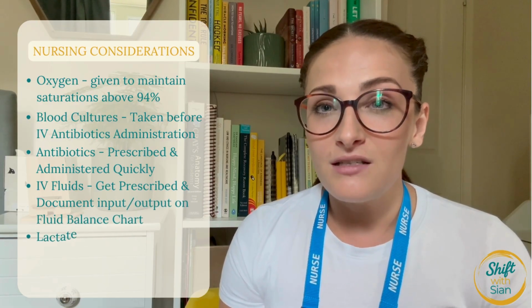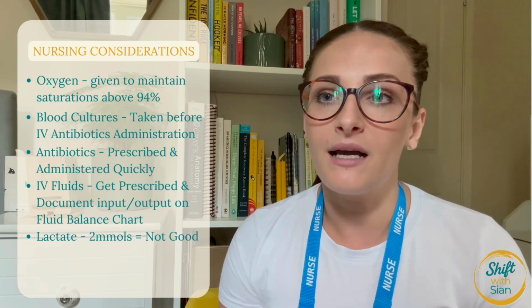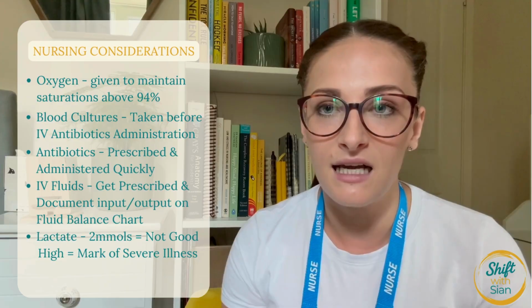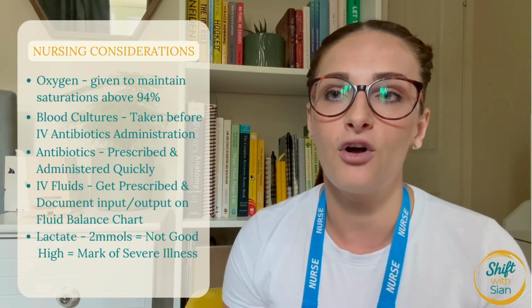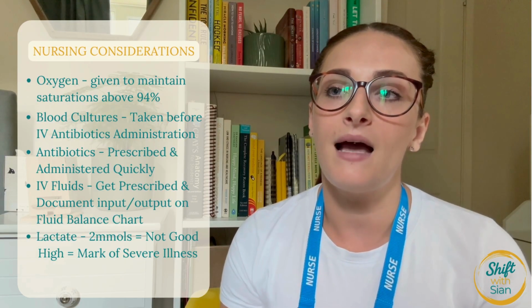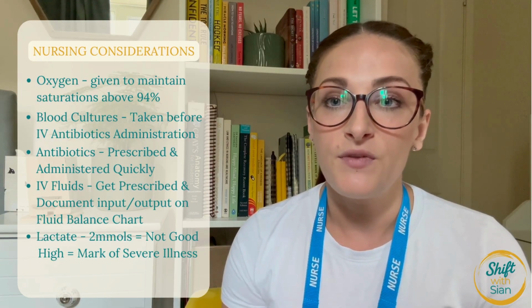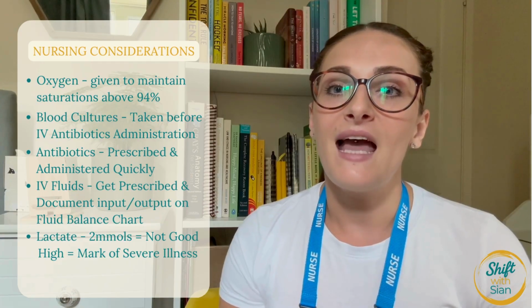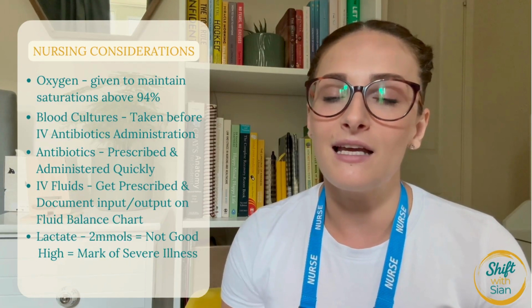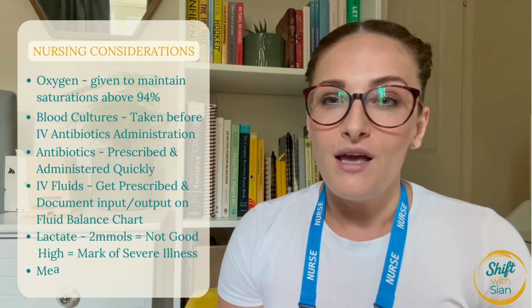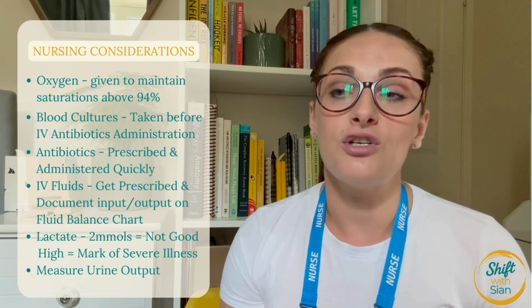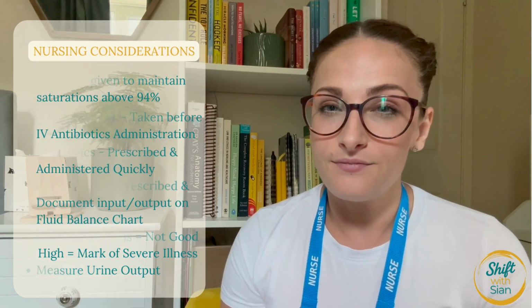A VBG, so a venous blood gas, is the quickest way to get a lactate reading. A high lactate is a non-specific indicator of metabolic stress and hypoperfusion, and it's a marker of severe illness. The higher the lactate, the higher the chance of mortality. Remember, anything more than 2 millimoles is not good. Measuring urine output may include catheterisation and using an hourly catheter bag.